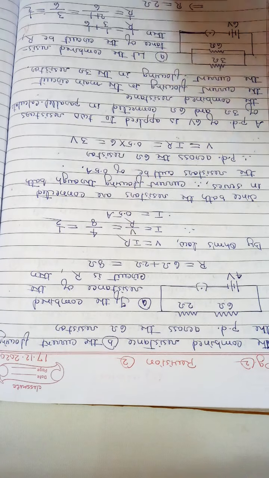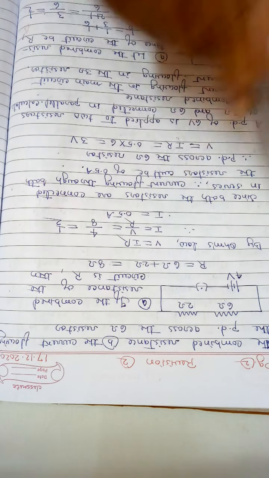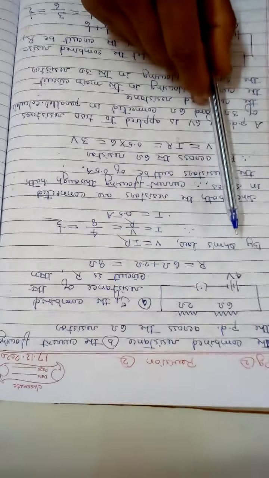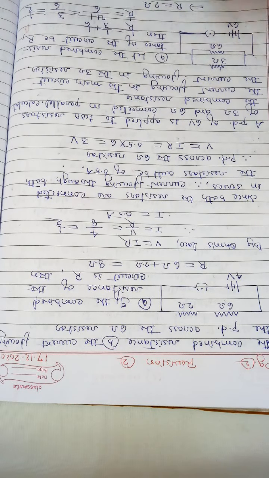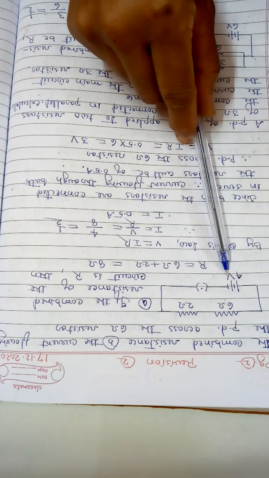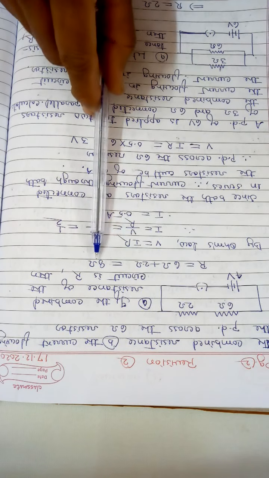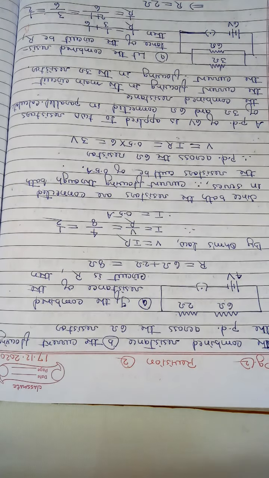First part, the combined resistance will be equal to the sum of these two resistances because they have been connected in series, so it gives us R equals 8 ohm. Now by Ohm's law, V equals IR or I equals V upon R. By substituting the values, V equals 4 and R equals 8, it gives us 1 upon 2 or I equals 0.5 ampere.